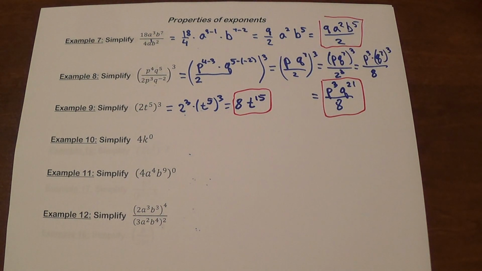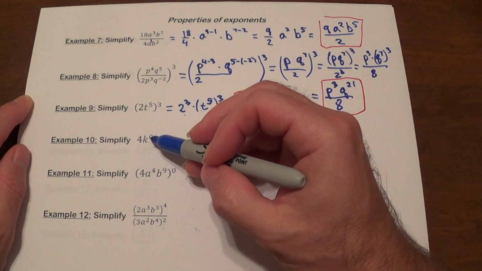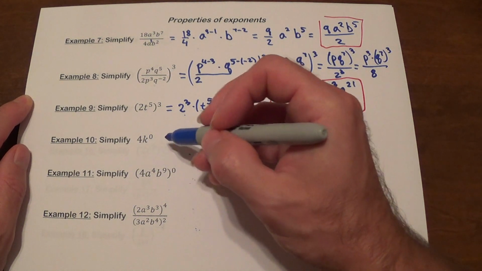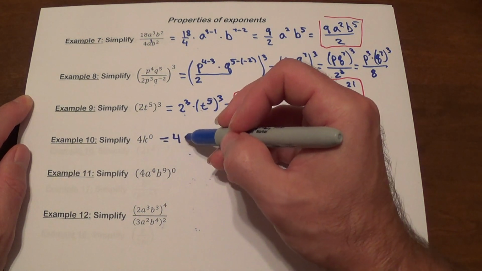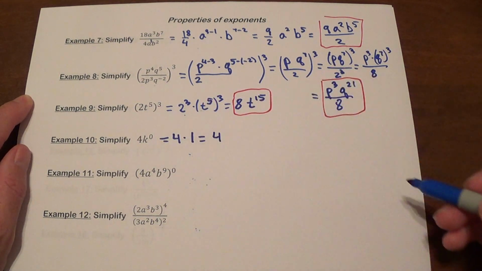Okay. Example 10. Power 0, but you need to be very careful. No parentheses, which means the power only applies to what immediately goes before that. So it is going to be 4. K to the power 0 is 1, and the answer is 4.